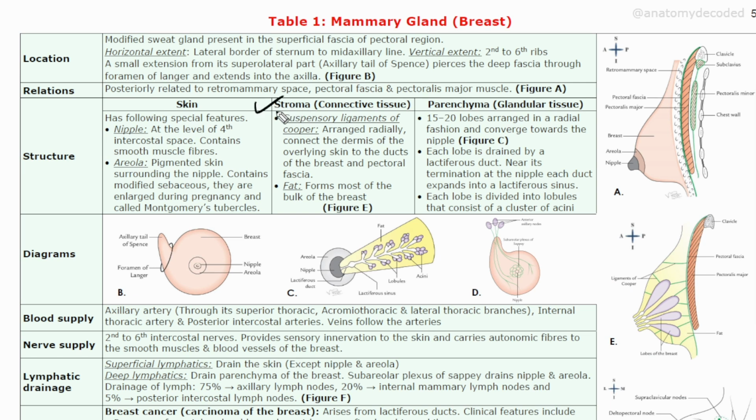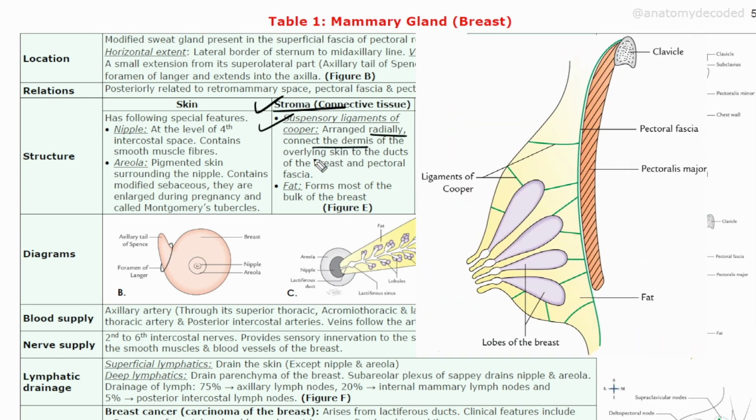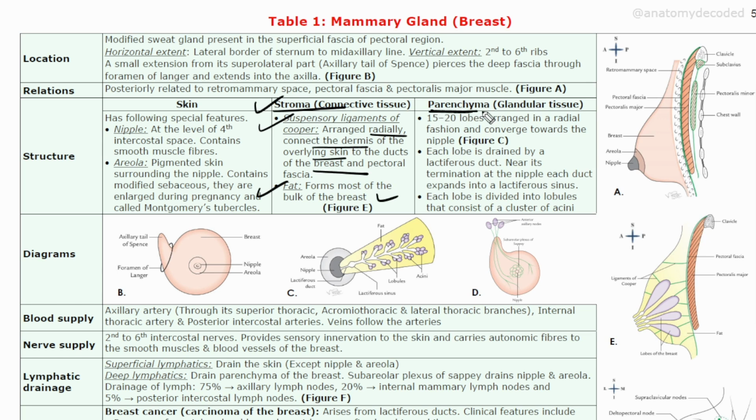Stroma or the connective tissue consists of the suspensory ligaments of Cooper that are arranged radially and connect the dermis of the overlying skin to the ducts of the breast and the pectoral fascia. And fat forms most of the bulk of the breast. Parenchyma is the glandular tissue. Around 15 to 20 lobes are arranged in a radial fashion. They converge towards the nipple. One lobe we can see here, there would be multiple lobes like this that converge towards the nipple. Each lobe is drained by a duct called as lactiferous duct.